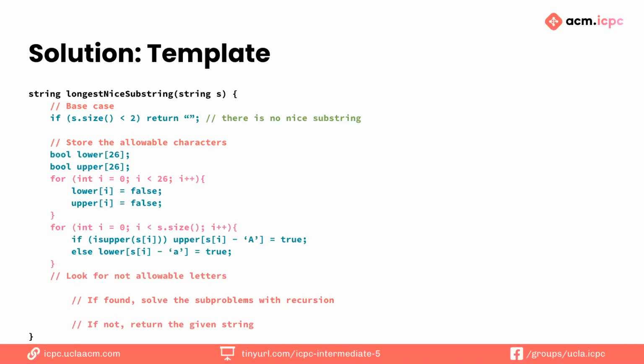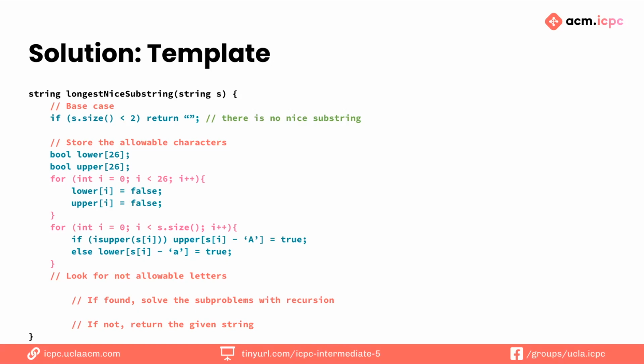So our first step is just checking the base case. And as we said, any string that has a length less than 2, we know it has no nice substring. So at the top, we just check the size of S. If it's less than 2, we return the empty string, which indicates there's no nice substring.